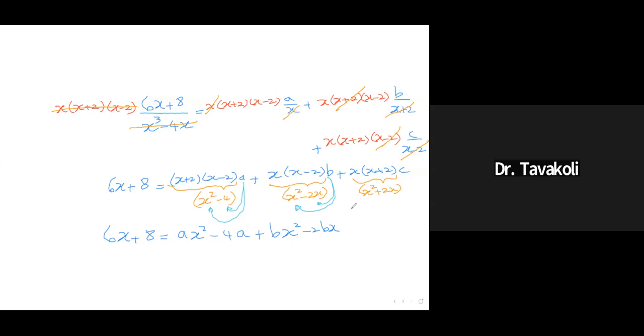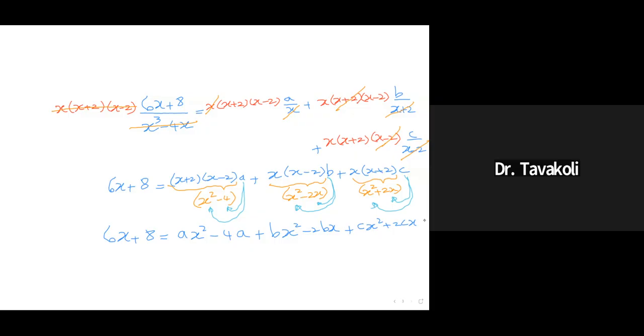And finally, I distribute the c over the parentheses, which gives me cx squared plus 2cx. Similar to what we did in the previous video, but of course, those examples were shorter than this example. We try to write both sides in the standard form and then set the corresponding coefficients equal to each other.